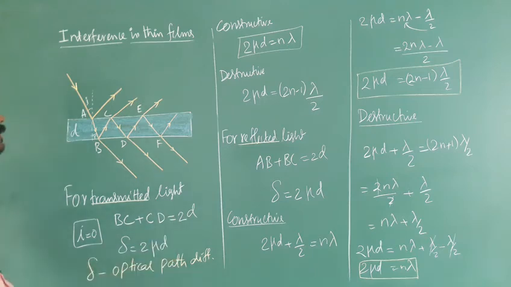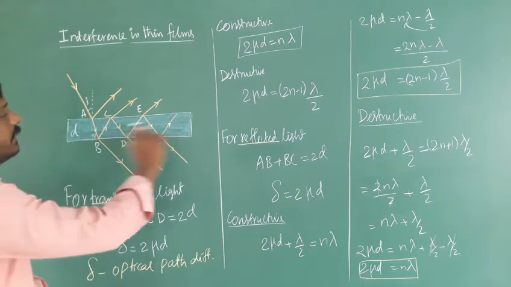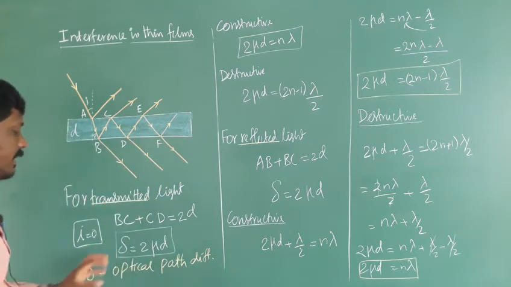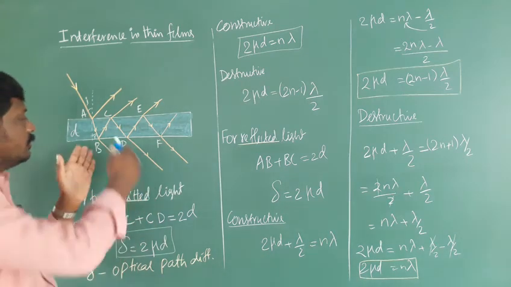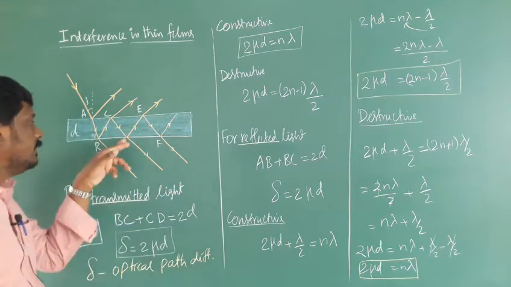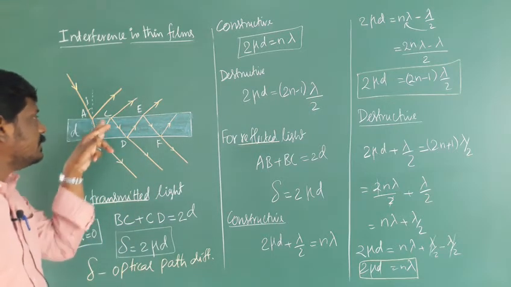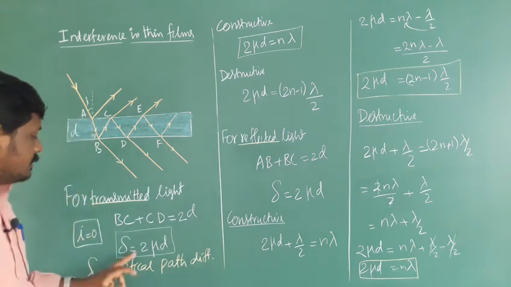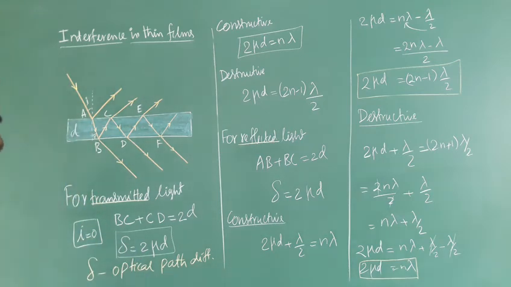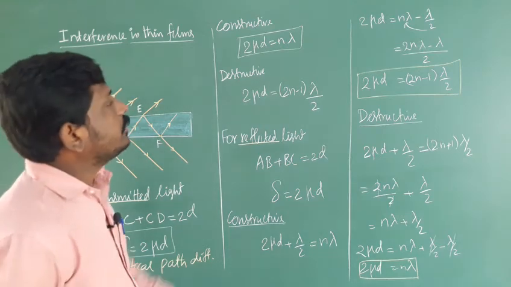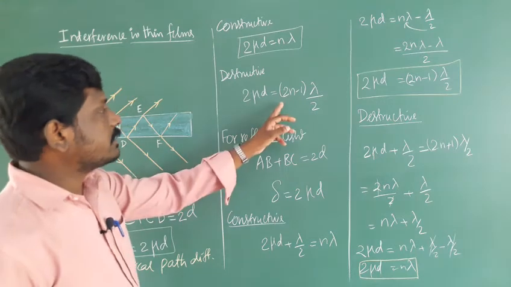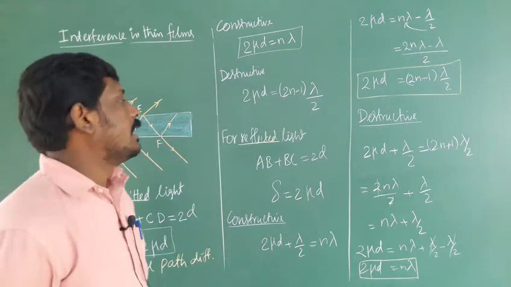So what is the optical path difference delta, with refractive index of the thin film mu? Delta equal to 2 mu d. Now construct the interference for transmitted light. Both are in phase, but before that, one travels a distance BC plus CD, that is 2d. So the optical path difference delta equals 2 mu d. For constructive interference the condition is 2 mu d equal to n lambda. For destructive interference, 2 mu d equal to (2n minus 1) lambda by 2.